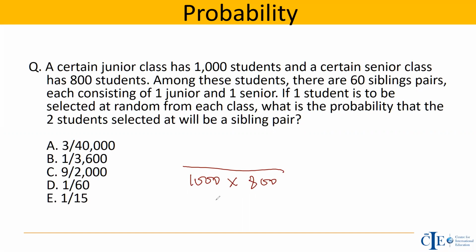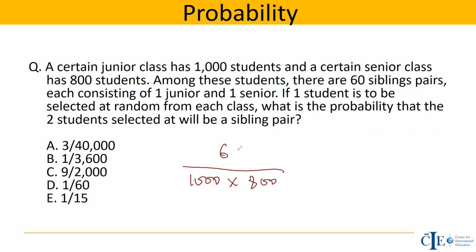So there are 1000 into 800 different possible combinations of this pair, where you'll have one person from the junior section mapped with one from the senior. Now, out of these so many combinations, how many times would it happen that the pair actually turns out to be a sibling one? So you're going to see that there will be 60 such combinations to form that pair where it turned out to be the real brothers or the real siblings.